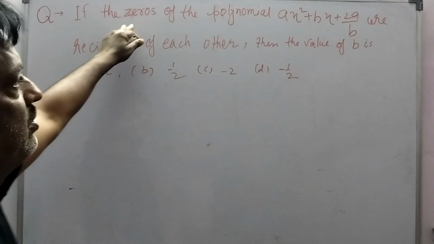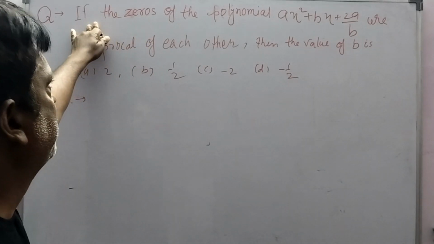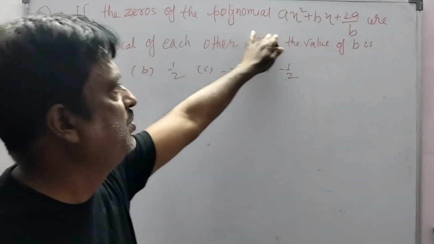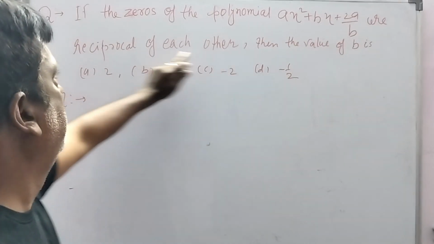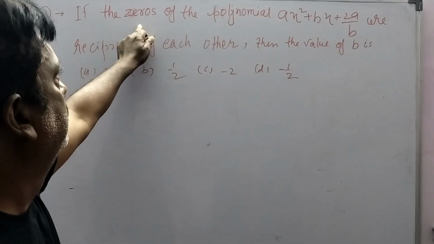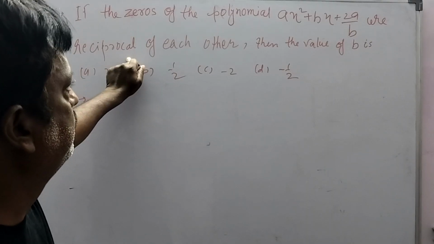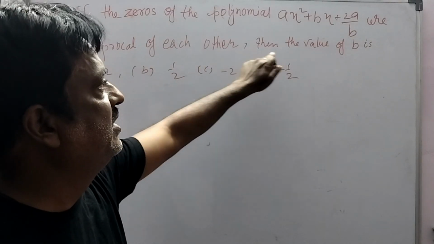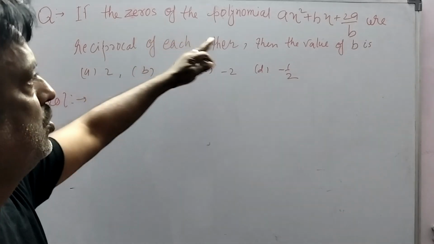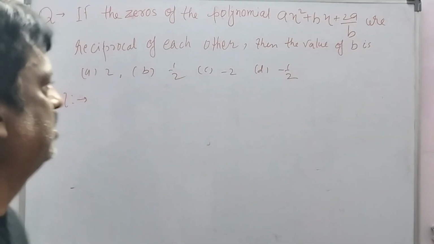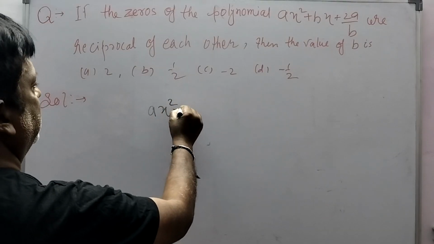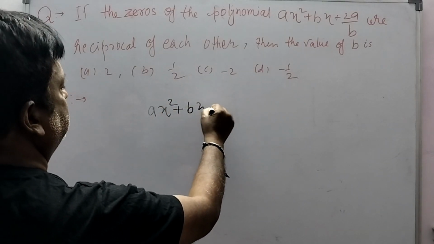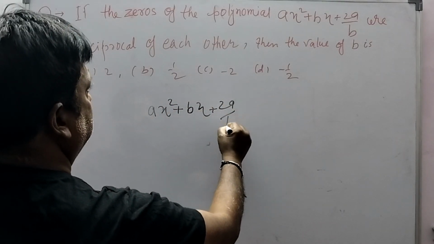Next question. If the zeros of the polynomial ax square plus bx plus 2a by b are reciprocal of each other, then the value of b is. Roots are given reciprocal. The given equation is ax square plus bx plus 2a by b.